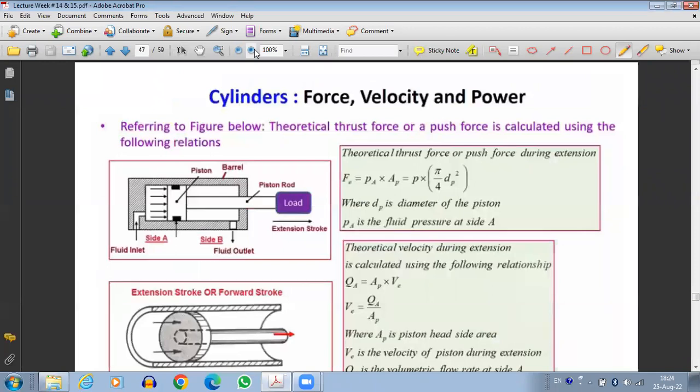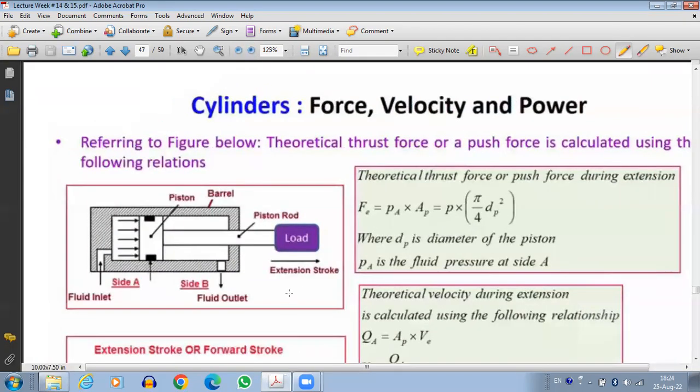Since within the hydraulic system, we are going to have a linear actuator. The linear actuator will be the linear cylinders. We are not really focusing on the rotating cylinders or rotating actuators at this stage. But for the case of linear cylinders, the things that we need to consider are the force, velocity, and power needed.